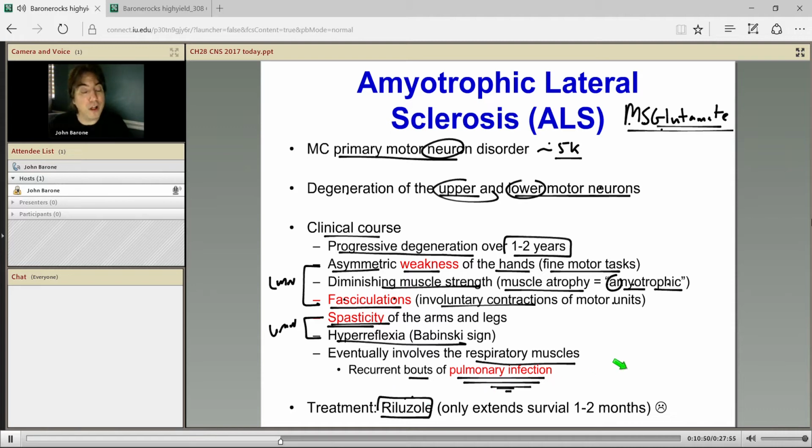But Riluzole. Now, what this is supposed to do, it's supposed to lower the glutamate. That's what it's supposed to do, but it really doesn't work well. The studies say it gives you maybe 1 or 2 more months, but the problem is it gives you side effects. So I put my mom on it, and she got so sick.